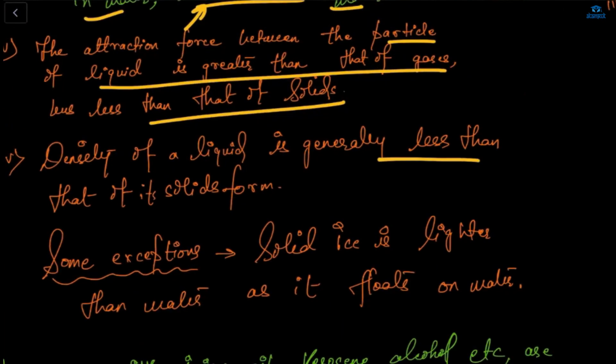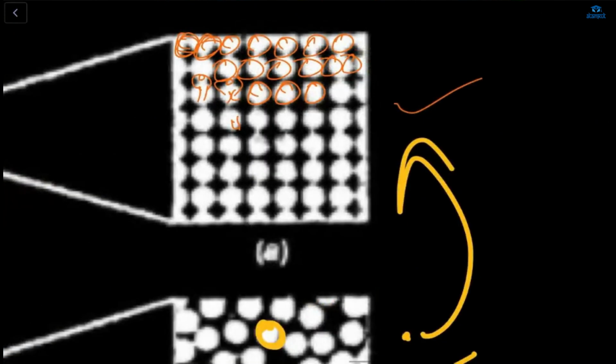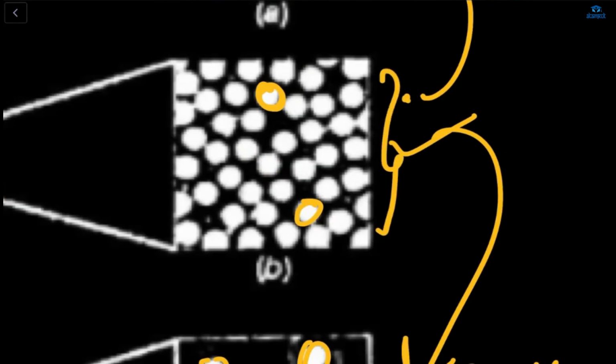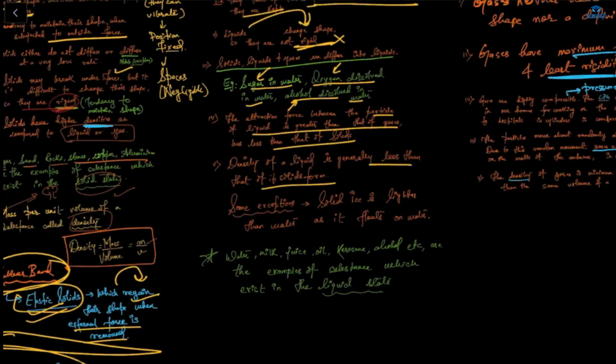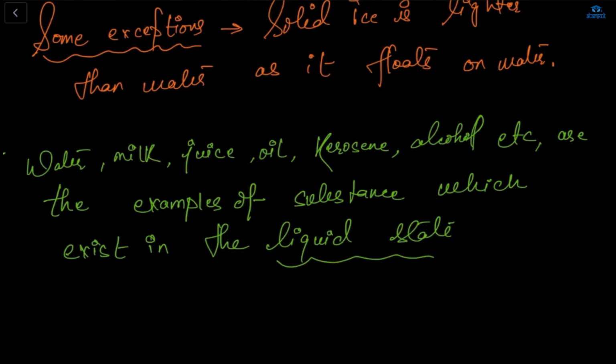Density of a liquid is generally less than that of a solid, and the density is less because, as you can see here, more trees means a very dense forest, meaning the strongest force of attraction. Here there are not many trees, so it is not dense. Now, examples are water, milk, juice, oil, kerosene, alcohol, etc. These are the examples of substances that exist in the liquid state. So this is the example.